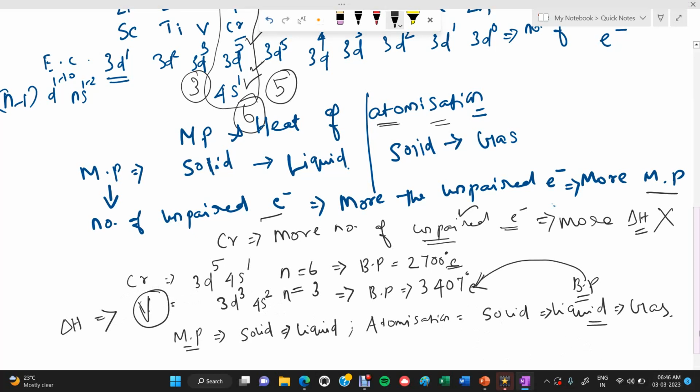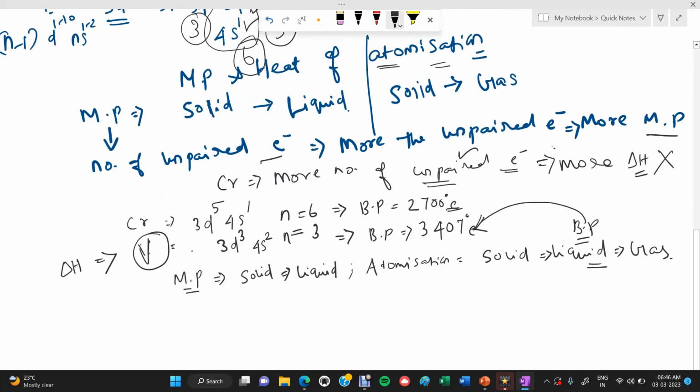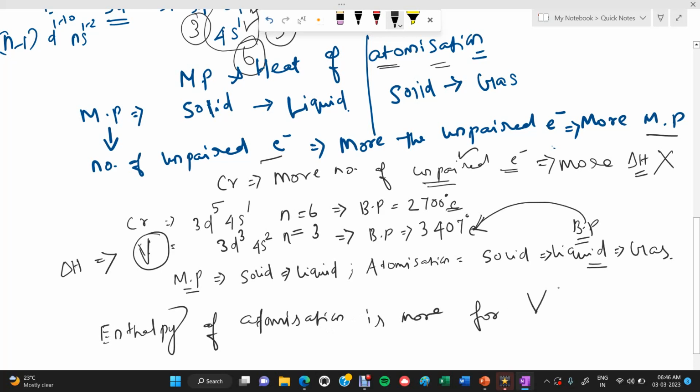So finally, we can write the words like this: enthalpy of atomization is more for vanadium than chromium due to the high boiling point of vanadium.